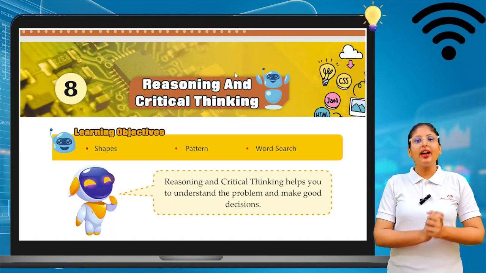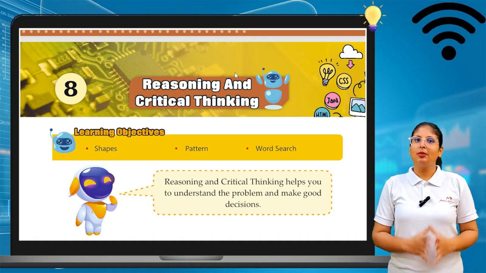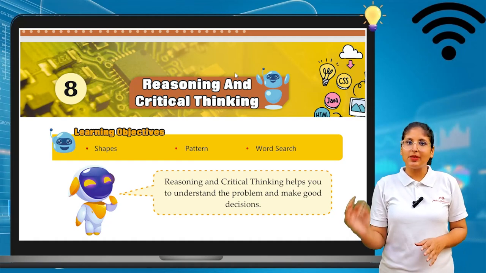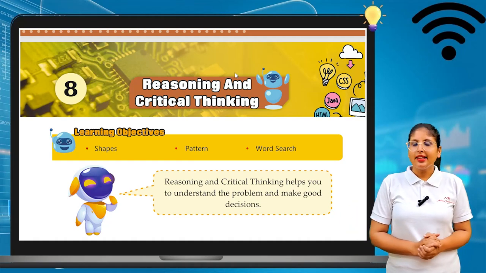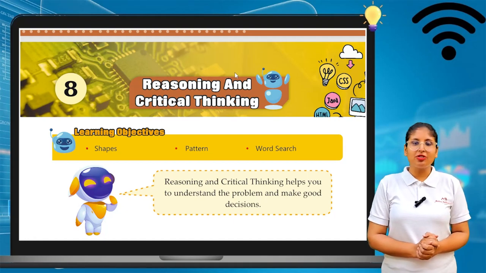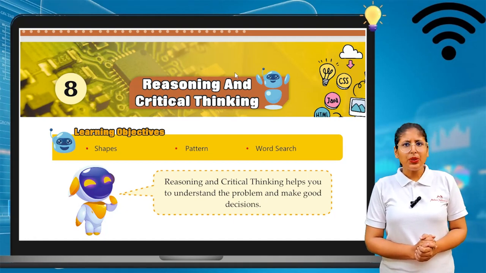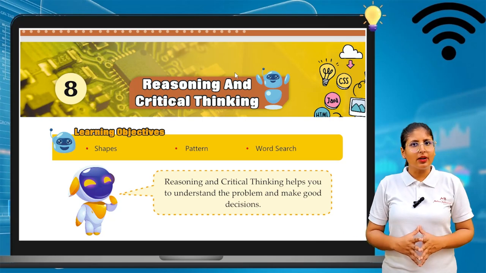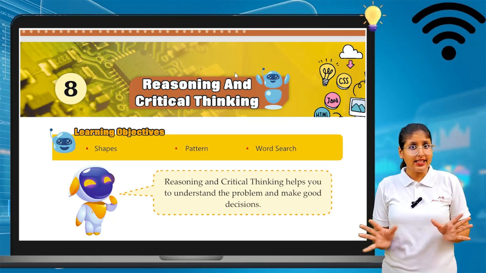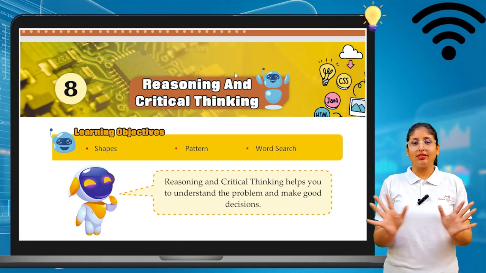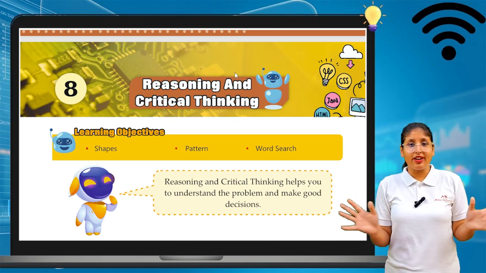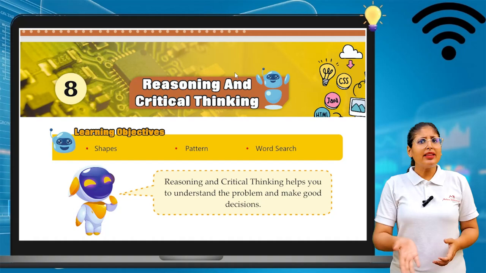Okay, so here I welcome you all in your computer class. Here we will see chapter number 8 of your book, and the name of the chapter is Reasoning and Critical Thinking. In this chapter, what are the things that we are covering? Any guesses? I'm hoping that you don't have any guesses because this chapter is very interesting. Okay, so let's see why this chapter is interesting.